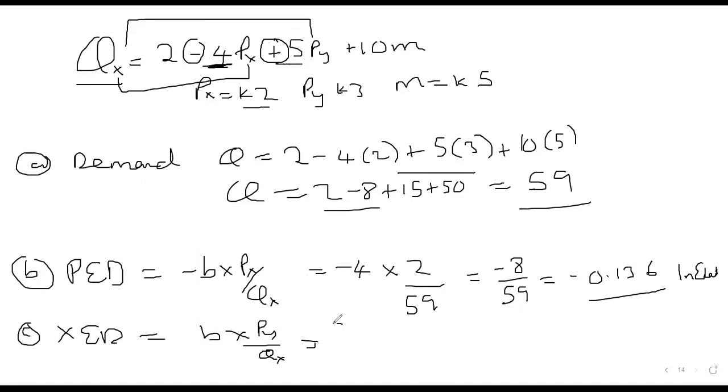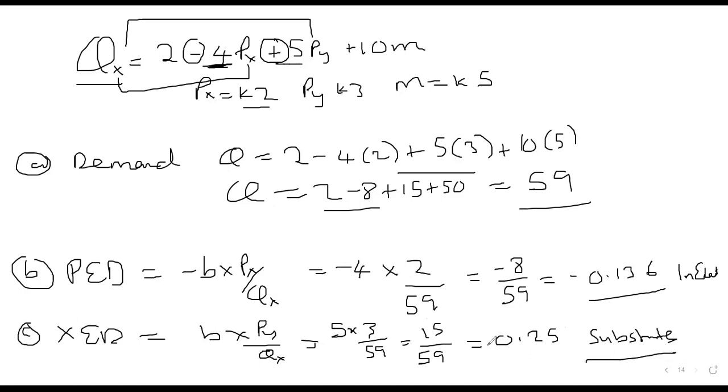What's our price there? 5. And what is the price of Y? 3. And what is our Q? 59. So here we're going to get 15 over 59, which gives you 0.25. So what's your comment? For cross price elasticity, we say they're substitutes. Is it inelastic, or just substitute, or complementary good? Because the sign is positive, positive is a substitute.